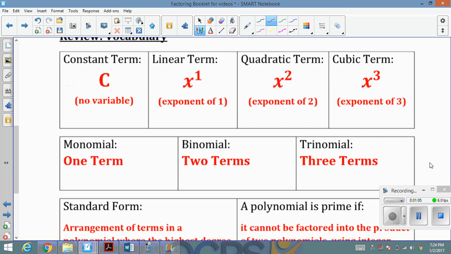Let's review our classification vocabulary for our polynomials. Our constant term has no variable. Linear term has an exponent of 1. Quadratic term has an exponent of 2. And cubic term has an exponent of 3. Monomials have 1 term. Binomials have 2 terms. Trinomials have 3 terms.